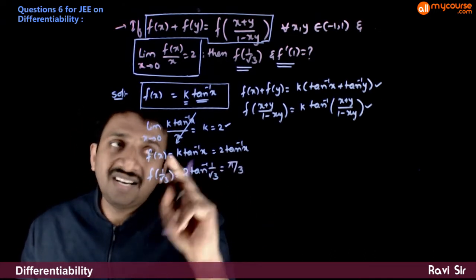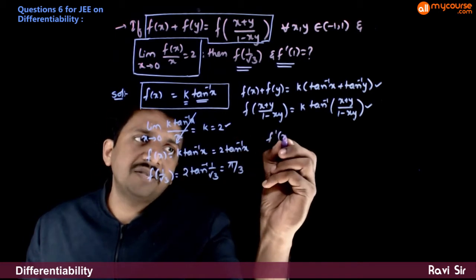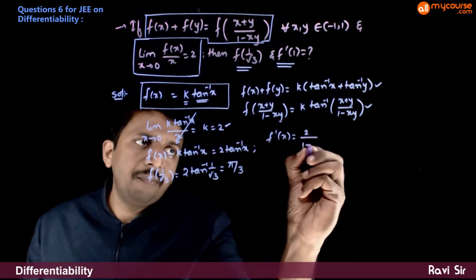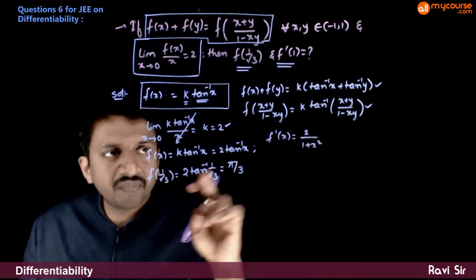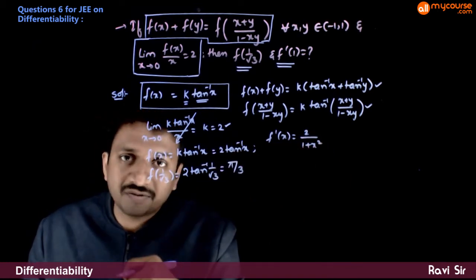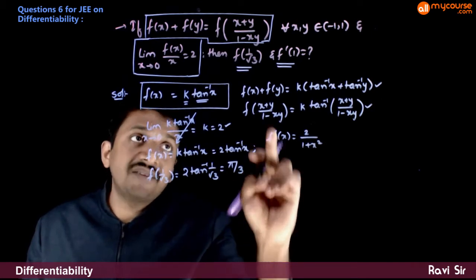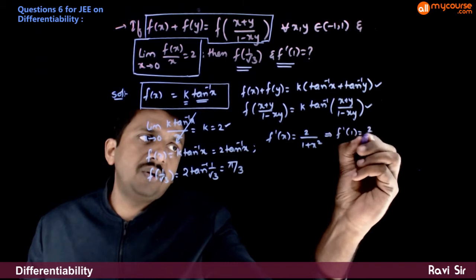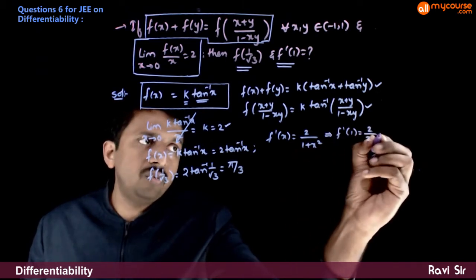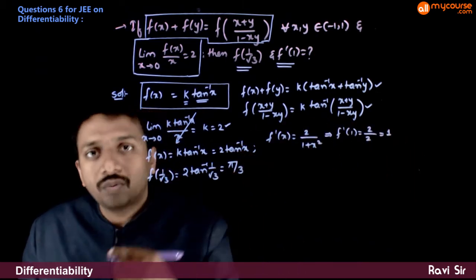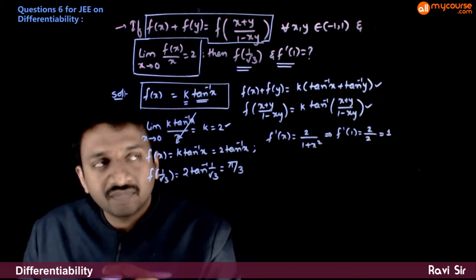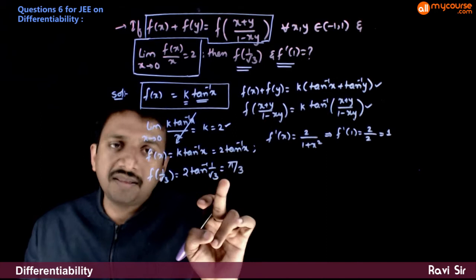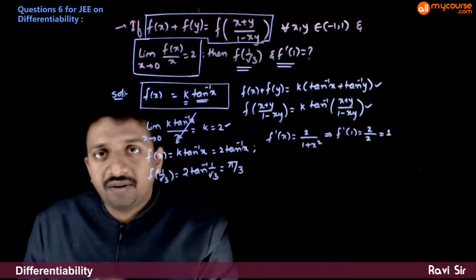And what is the differentiation of this? What is f'(x)? f'(x) is 2 by (1 + x²). And what is f'(1)? f'(1) is equal to 2 by (1 + 1), which is equal to 1. So f'(1) is equal to 1, and f(1/√3) is pi by 3.